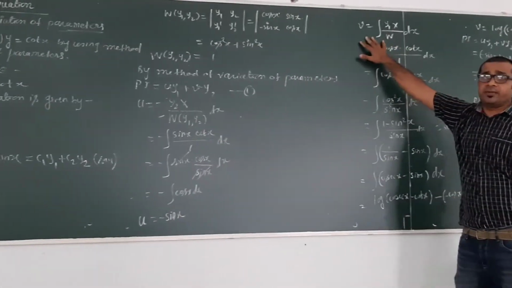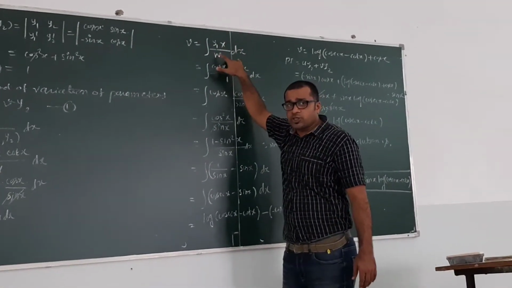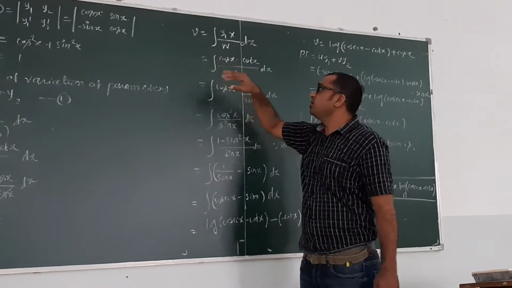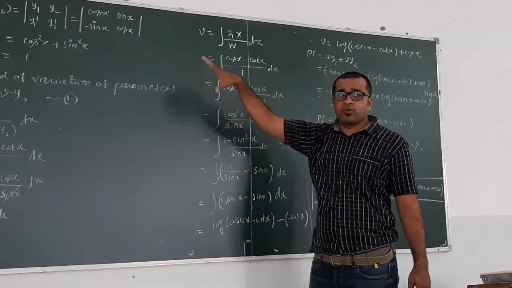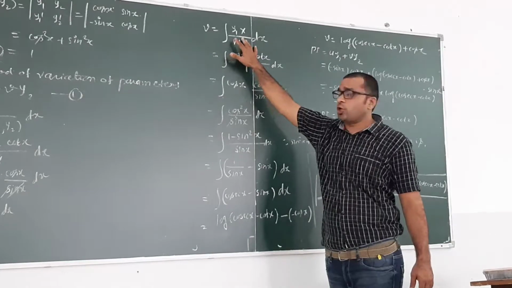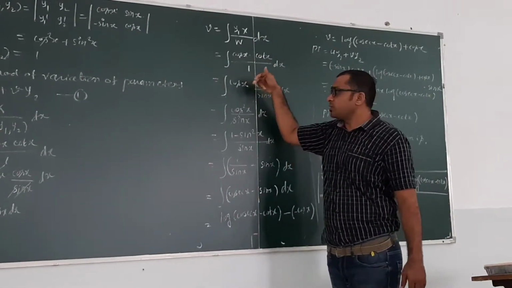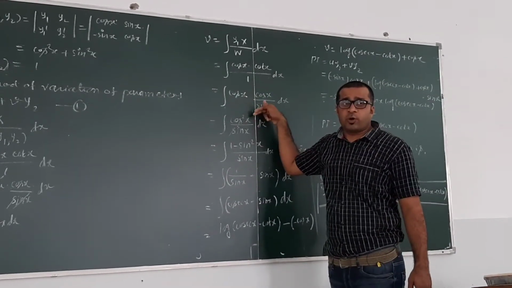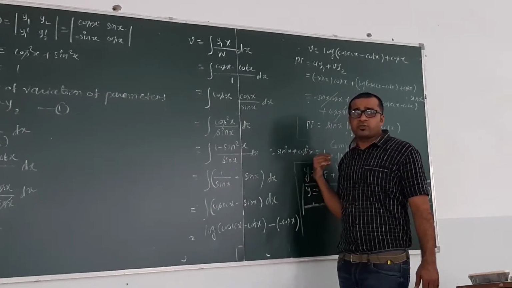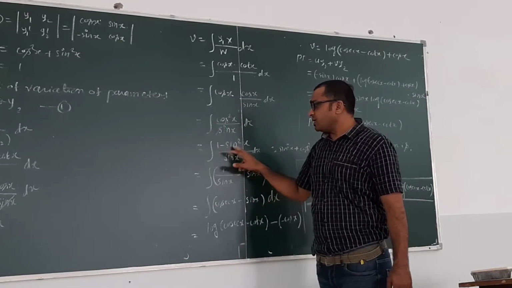Next we find v by the formula integration of y1 X upon the Wronskian into dx. y1 is cos x, already listed. X is cot x, the RHS part of the equation. The Wronskian W we have calculated; in short it is 1. Then cot is cos by sin, and cos into cos is cos square x. We have to integrate cos square x by sin x, and we have the relation sin square x plus cos square x equals 1. So cos square x can be written as 1 minus sin square x.